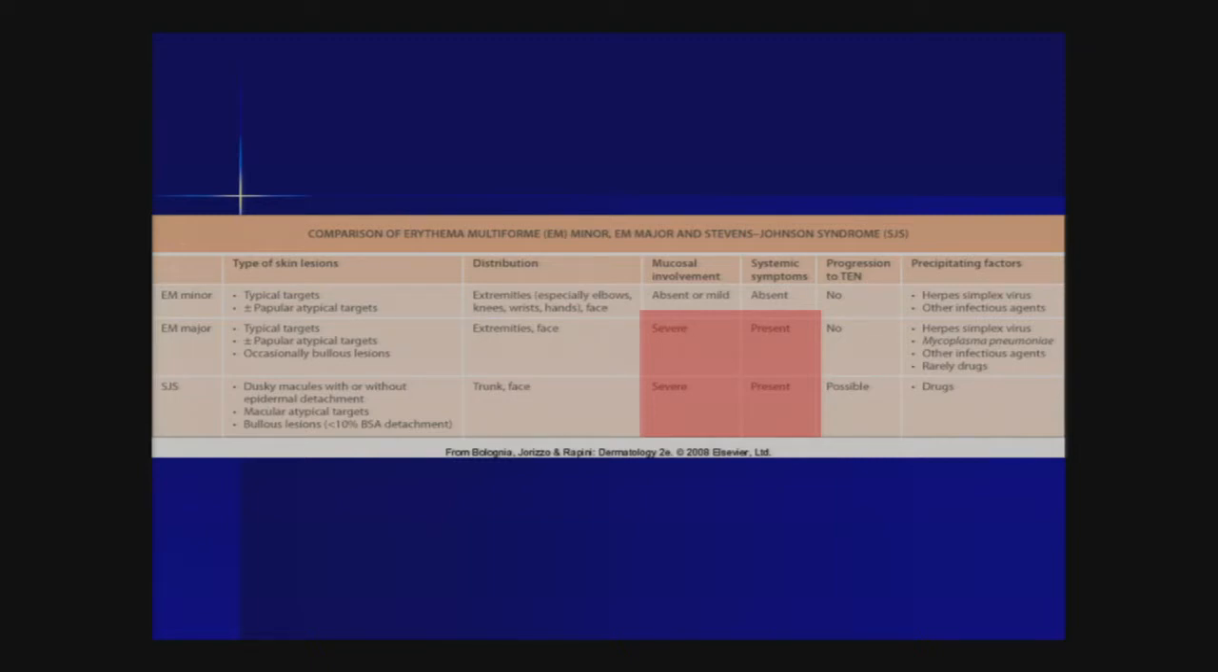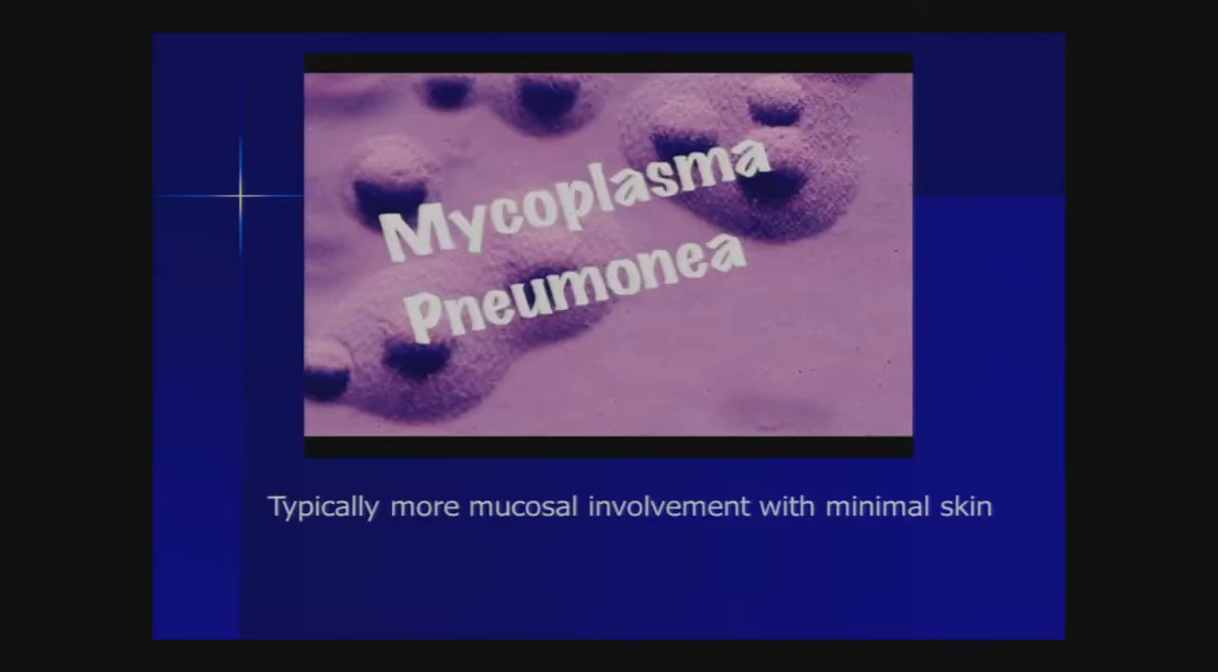Now, there's one thing I want to mention about another infectious cause that can produce a very Stevens-Johnson-looking rash, and that's mycoplasma. If you have somebody with Stevens-Johnson syndrome and you can't figure out a drug that typically causes it, mycoplasma is one that can cause it. Typically, there's a lot of mucosal involvement and minimal skin involvement, but you do want to look for that. So you want to get a PCR for mycoplasma. It's more common in kids, but adults can get it as well, though it's more on the pediatric side.